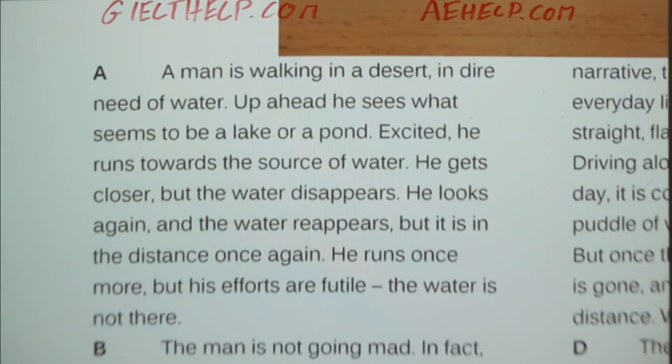Okay, and let's read it. A man is walking in a desert in dire need of water. Up ahead, he sees what seems to be a lake or a pond. Excited, he runs towards the source of water. He gets closer, but the water disappears. He looks again, and the water reappears, but it is in the distance once again. He runs once more, but his efforts are futile. The water is not there.